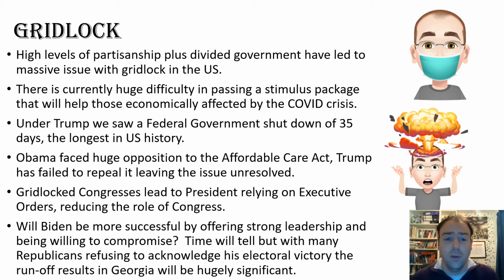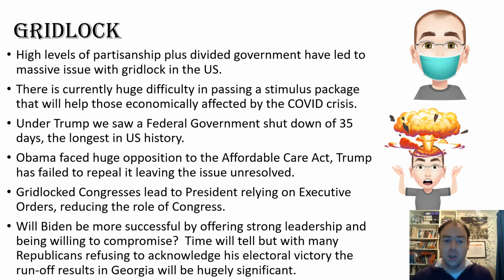Earlier in Trump's term in office, we saw the federal government shut down for a record 35 days, the longest in US history. Obama had seen a shutdown for a significant number of days as well. So these again show us the increasing role of partisanship and show us one of its impacts, and a very negative impact.